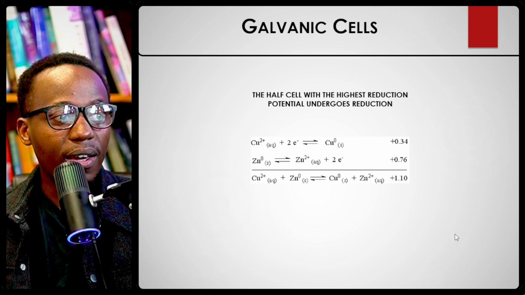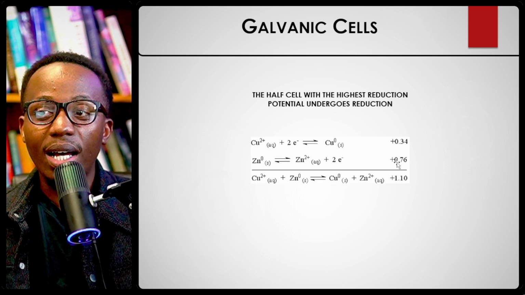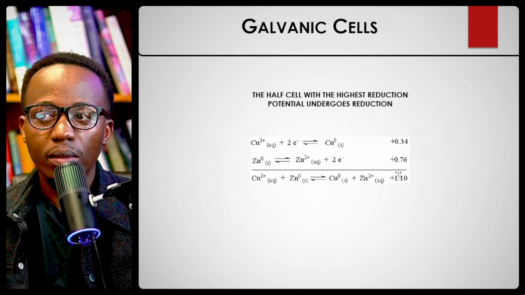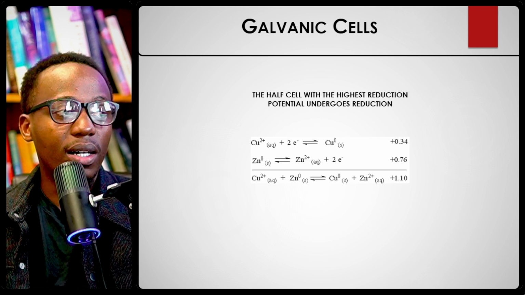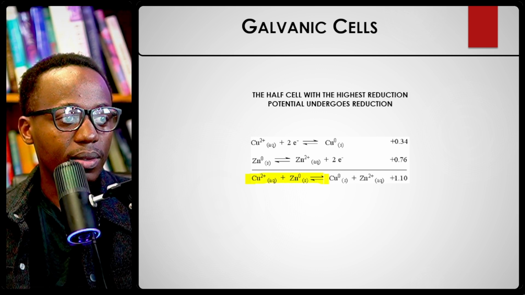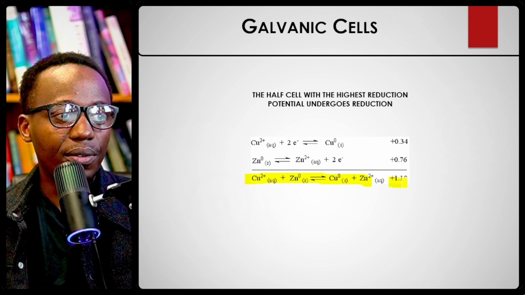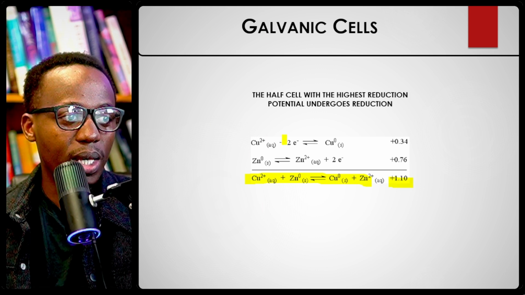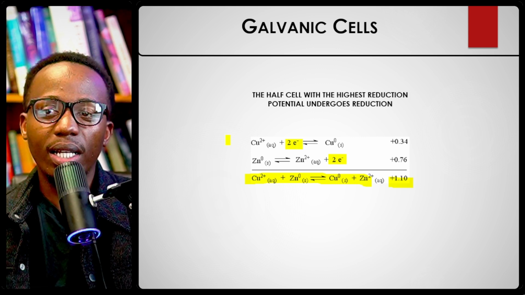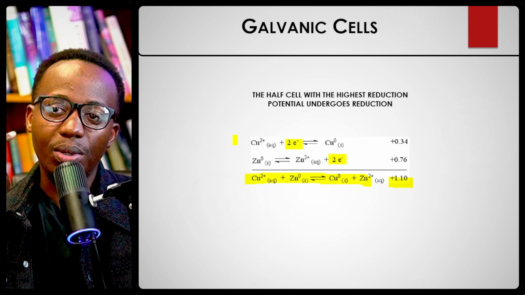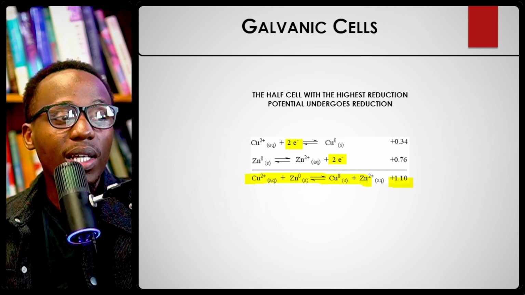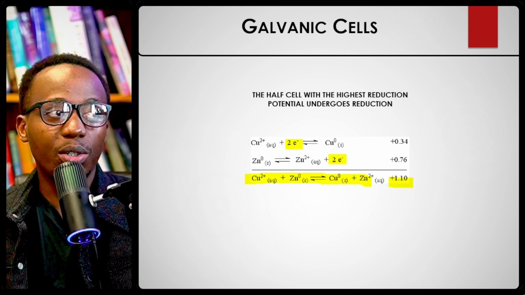That's why when you come here, for zinc, it's plus 0.76. And then when you add them together, you should be able to give me the full reaction, right? And the full reduction potential, making sure that the electrons are equal so that we can cancel them out. If they are not equal, we're going to have to multiply one or the other, right? So make sure that you can measure reduction potential.